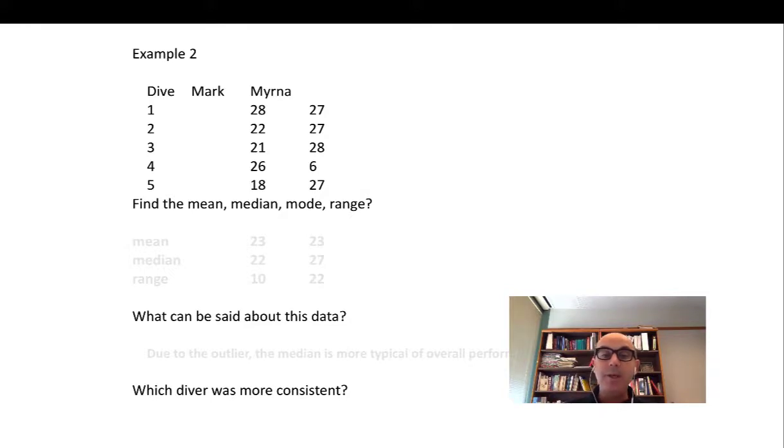So the mean, median, and range, again, you will see that the mean is the same in the two sets, but the median is different and the range is also different. So what can we see? It is due to the outlier values, where the mean is more typical of overall performance.